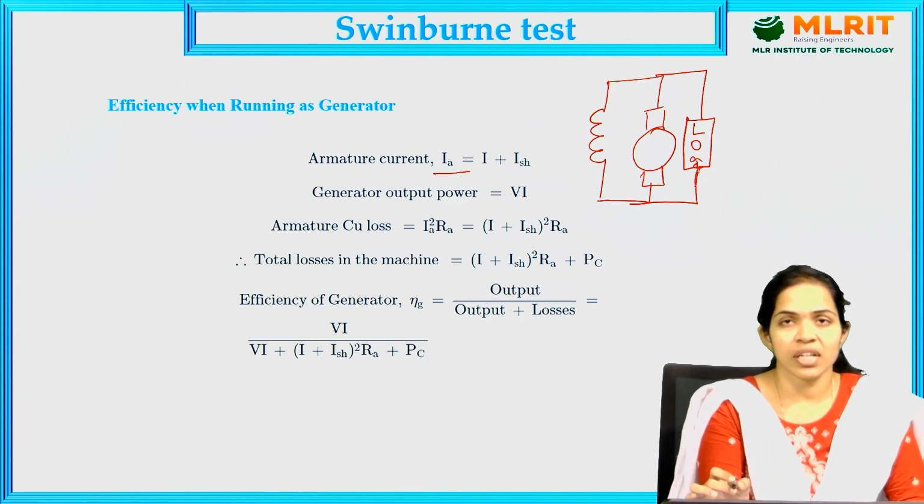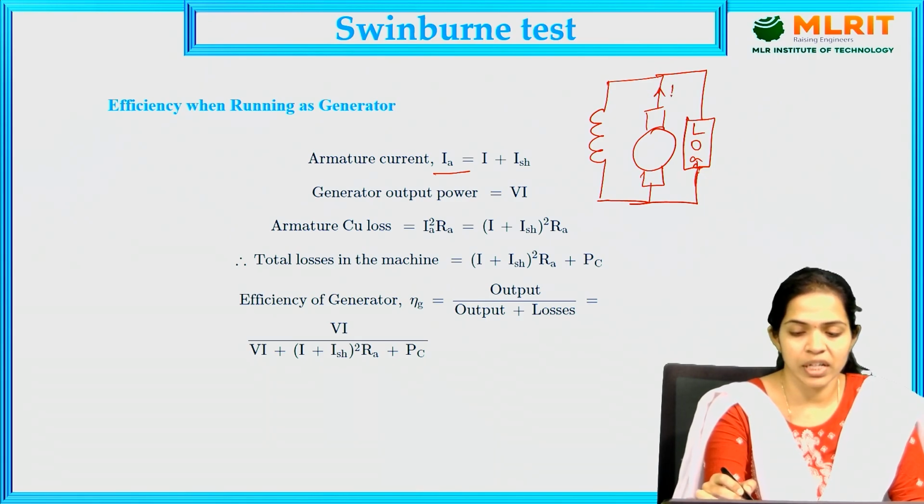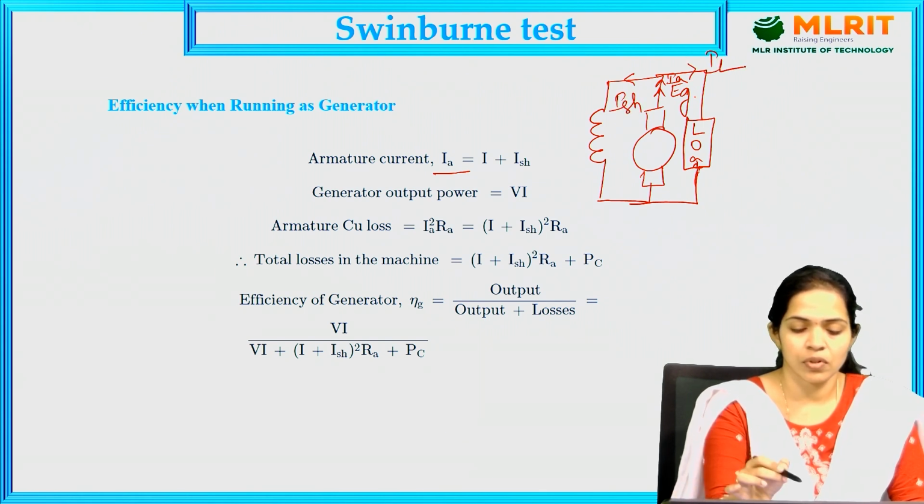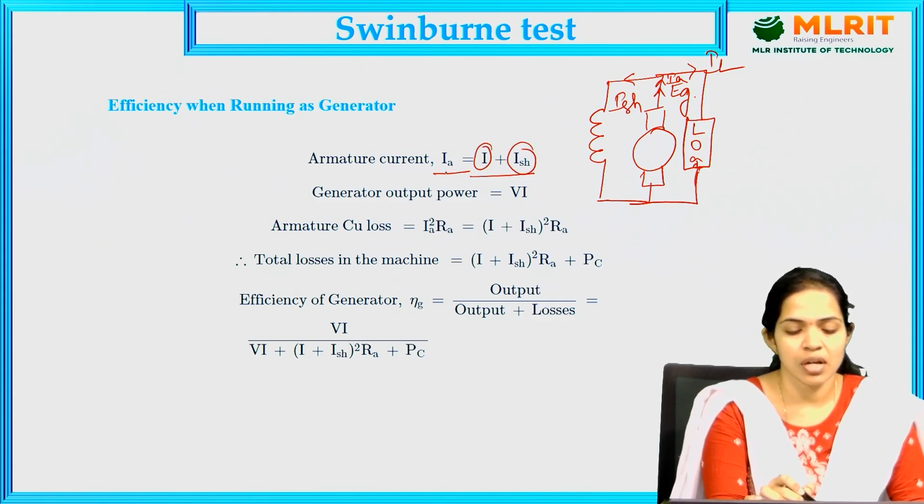So in a shunt generator, we know that EG is generated near the armature and the current flowing in this is Ia, which is further divided into ISH and the load current. So that is why we take the load current plus the shunt field current, which will be equal to the armature current. The sum of the load current and the shunt field current will be the armature current.